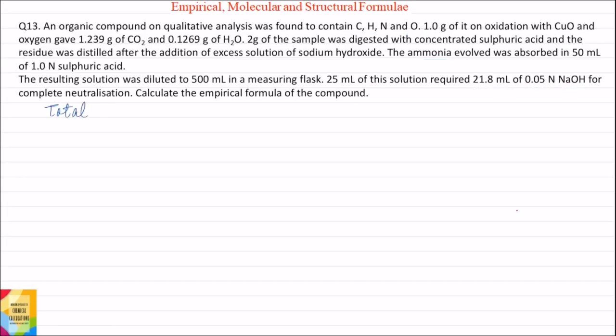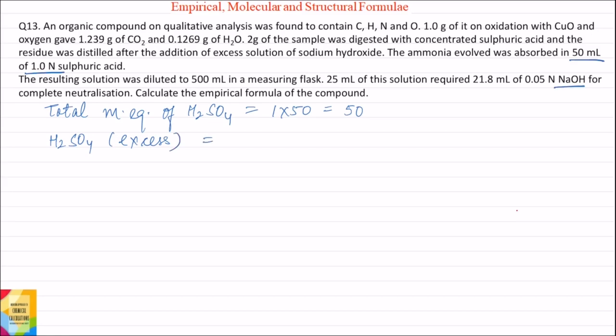Total milliequivalents of H2SO4 will be equal to volume of H2SO4 into normality of H2SO4 or normality into volume, that is 1 into 50, which is equal to 50 milliequivalents. Now H2SO4 in excess or H2SO4 left after the reaction will be equal to milliequivalents of NaOH and this is equal to 0.05 into 21.8 milliequivalents.